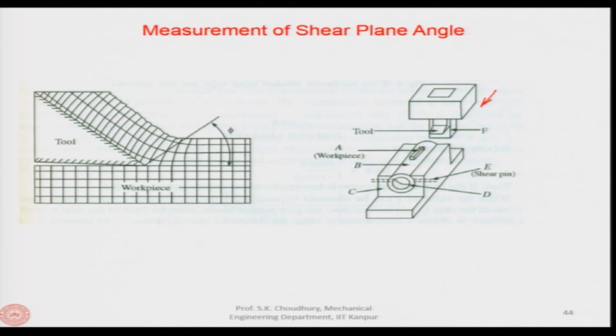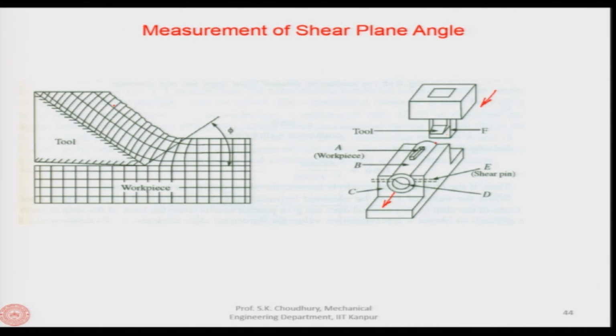So, this will actually remove a part of the material, and then this shoulder will come and hit the cylinder. In that case, abruptly the cylinder will come to this side, it will be broken, and we will get the workpiece with a partially formed chip like this.